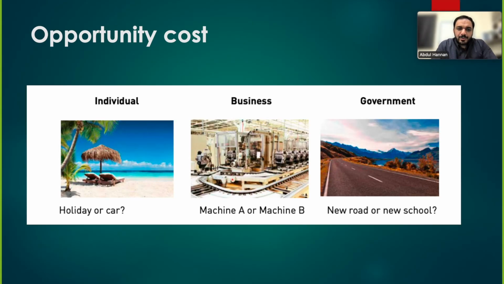We have to choose the best thing for us out of those choices. Here we can see the opportunity cost for individual, business and government. The example is given: holiday or a car for an individual, he will choose one, the other will become opportunity cost. For businesses, machine A or machine B, if they choose A, B will become opportunity cost. If they choose B, A will become opportunity cost. For the government, new road or new school, if the new school is the need, they will choose that one. If the roads are the important need, then they will go for the road. So whatever they give up, it will become opportunity cost.